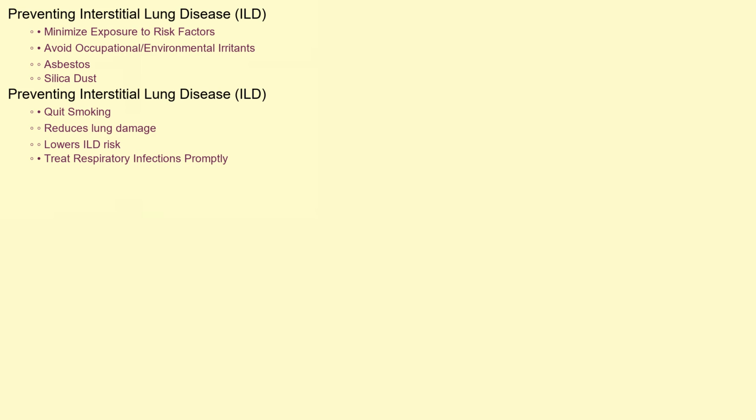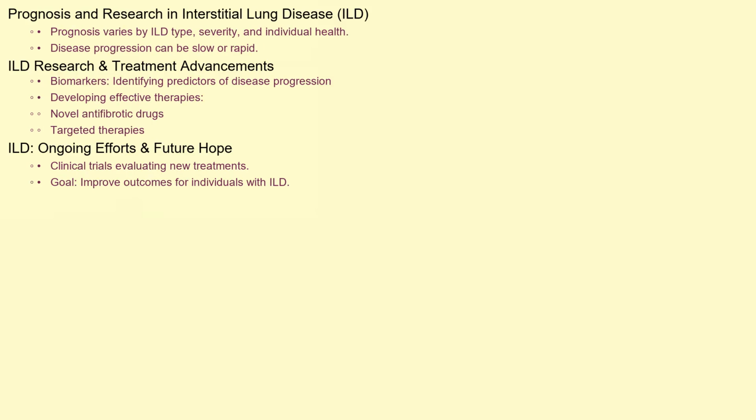Preventing ILD often involves minimizing exposure to known risk factors. Avoiding occupational and environmental irritants, such as asbestos and silica dust, is critical. Quitting smoking is essential, as smoking can worsen lung damage and increase the risk of ILD. Prompt treatment of respiratory infections can also help reduce the risk of developing ILD in susceptible individuals. The prognosis, or expected course of the disease, varies depending on the type of ILD, its severity, and the individual's overall health. Some types of ILD progress slowly, while others progress more rapidly.